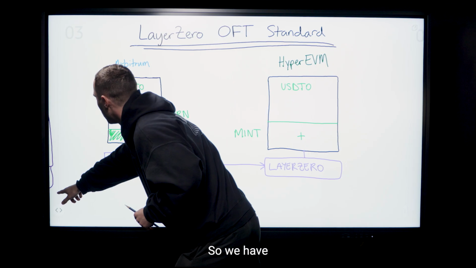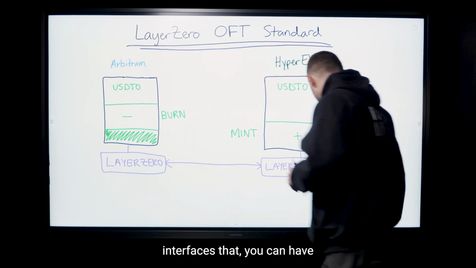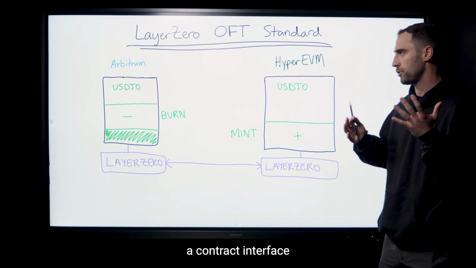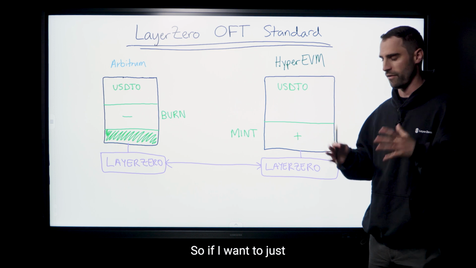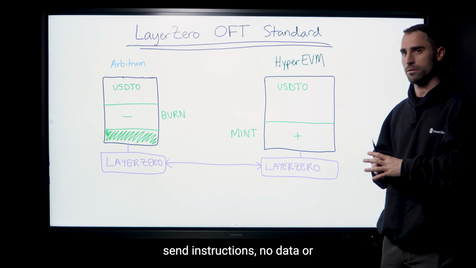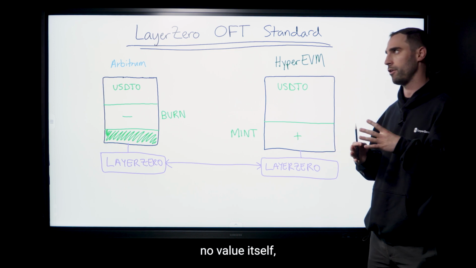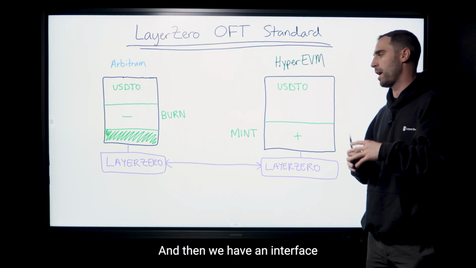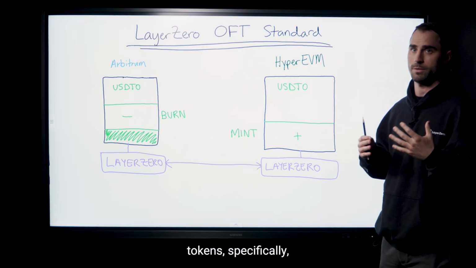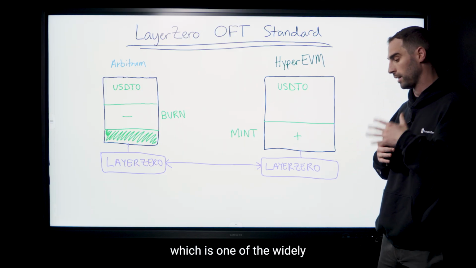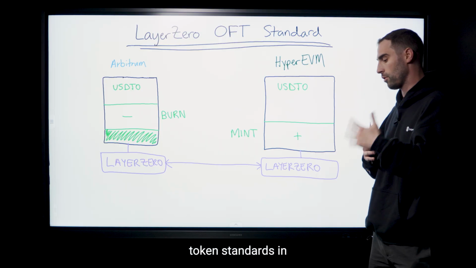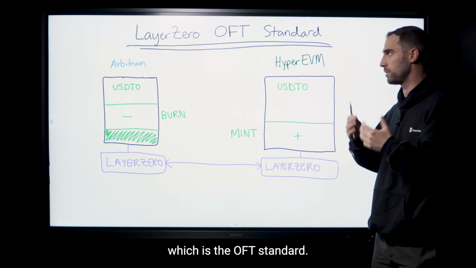So we have certain contract interfaces. You can have a contract interface for just general messaging. So if I want to just send instructions, no data or no value itself, I can do that. And then we have an interface for fungible tokens specifically, which is one of the most widely adopted token standards in the industry, which is the OFT standard.